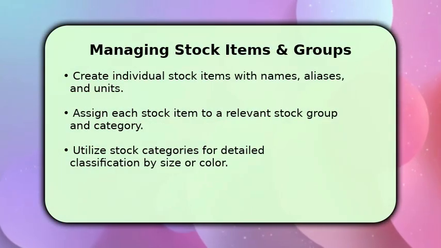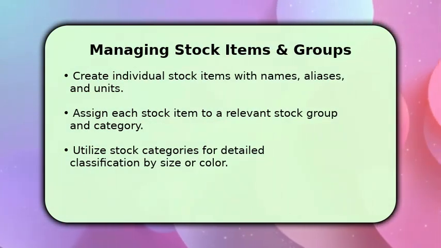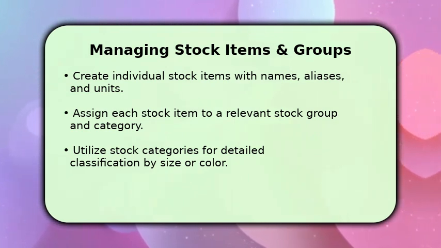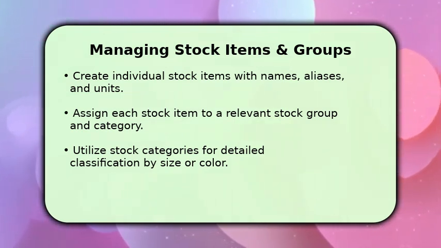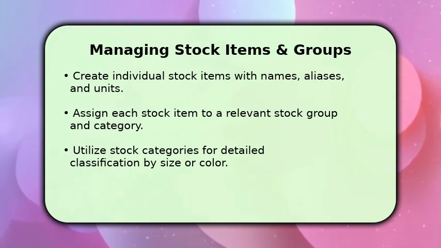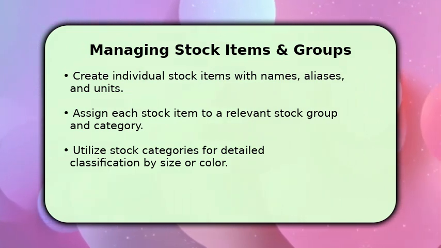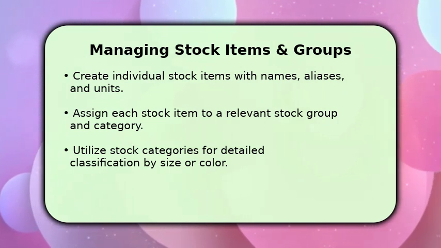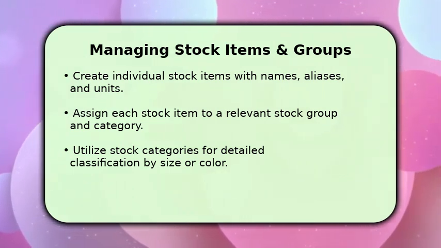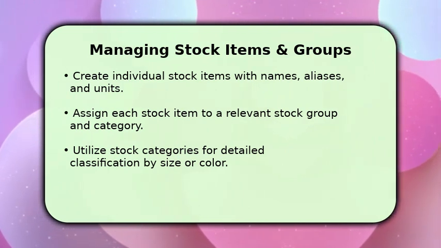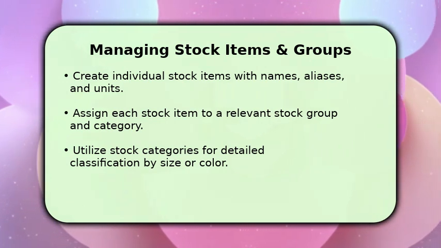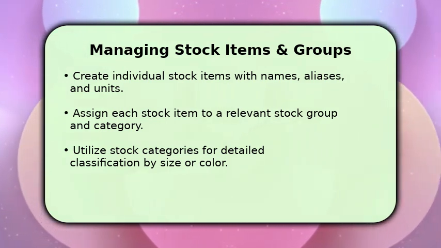Once your basic setup is complete, you can start creating individual stock items. Each item needs a descriptive name, an optional alias, and a unit of measure. Assign these items to their respective stock groups, and for more granular control, use stock categories to classify them by attributes like size or color. Remember to enter the opening balance for any existing stock, including its quantity and rate, to ensure your inventory records are accurate from day one.